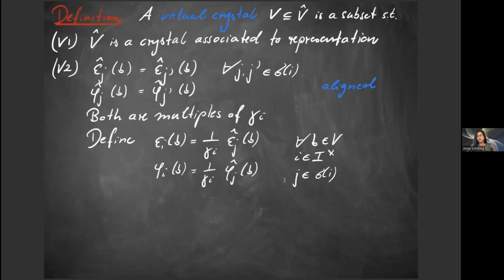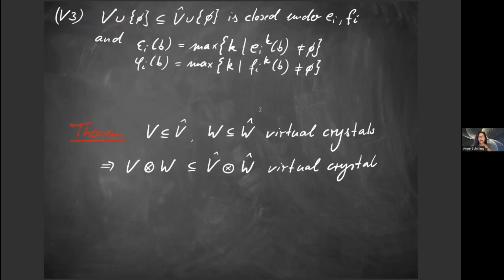Okay, and then a virtual crystal is just a subset of our ambient crystal, such that the string lengths, so these epsilon I and phi I just denote how long a particular string of labeled I is or J is, behave well with respect to this map sigma, and they also all need to be multiples of this multiplicity factor. And we also need that the subset that we are choosing is closed under the virtual crystal operators.